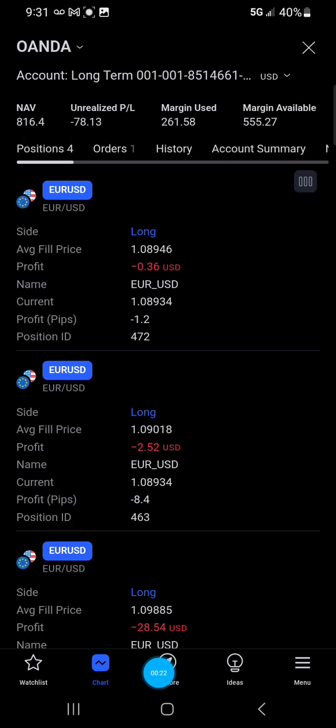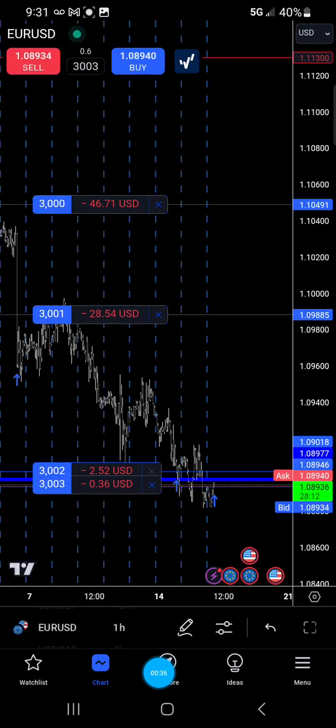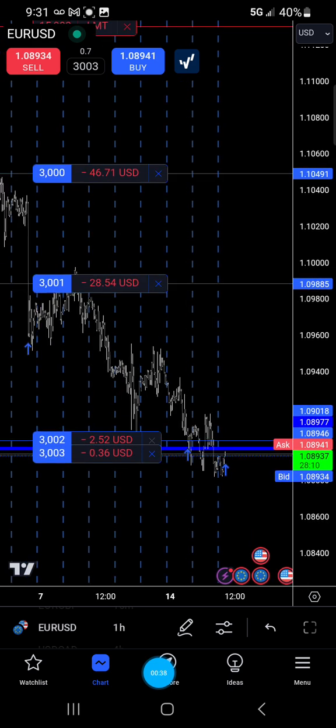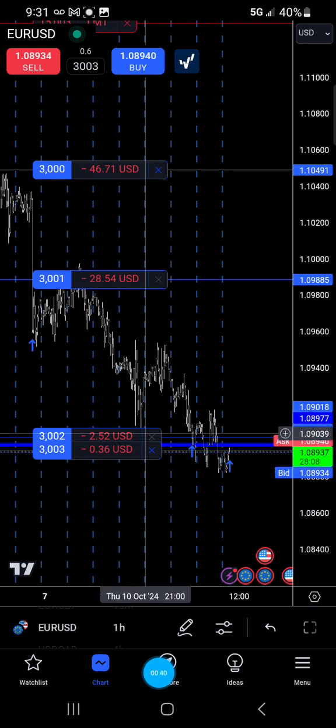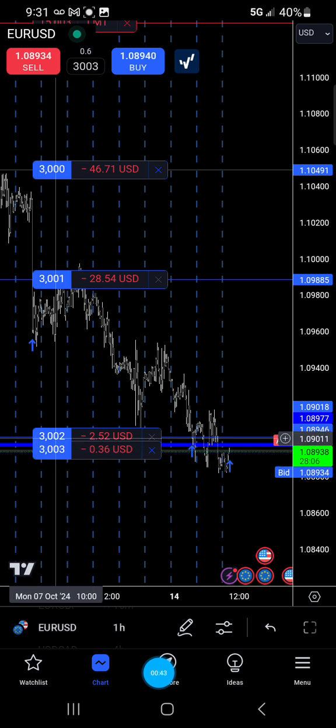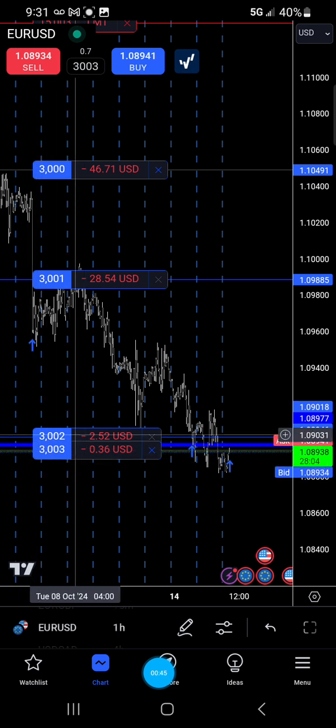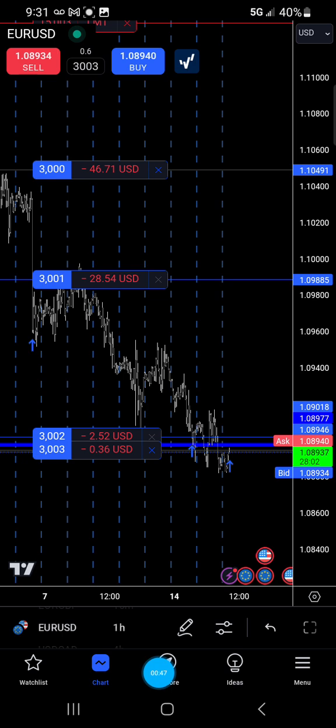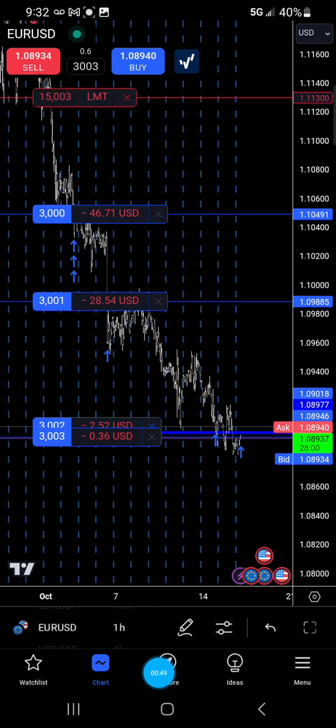So what I've done here is I've gone ahead and added on an adjustment. I've made a regular deposit. This one's a little bit larger than normal, so I now have a total account balance of 900 on deposit. So we're looking at 816 after our drawdown, with 555 of our margin still available. So we've got plenty of room. And this is after I've added on the fourth trade here, 3003. This is not a fourth trade. This is just simply an adjustment for size.